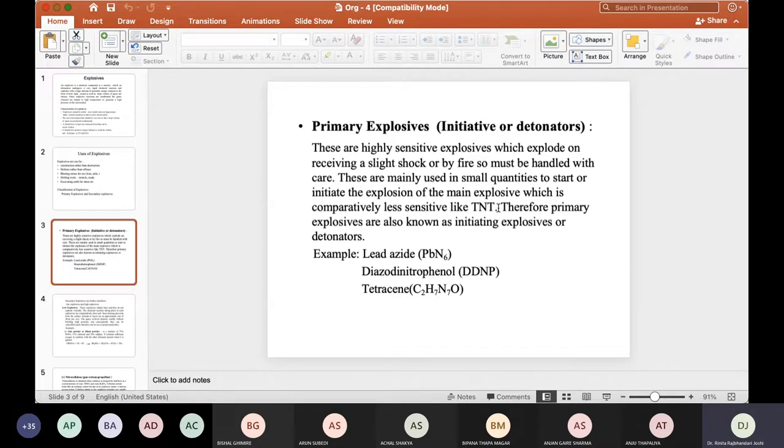TNT, you must have studied earlier, from toluene by nitration. Nitration of toluene at different temperatures gives different nitrotoluenes. At 140 degrees Celsius ortho nitrotoluene, at 180 2,4 dinitrotoluene, as well as at 230 degrees Celsius 2,4,6 trinitrotoluene. That is known as TNT because it has an explosive character. But this TNT is comparatively less sensitive. To detonate or explode it, it needs high energy.